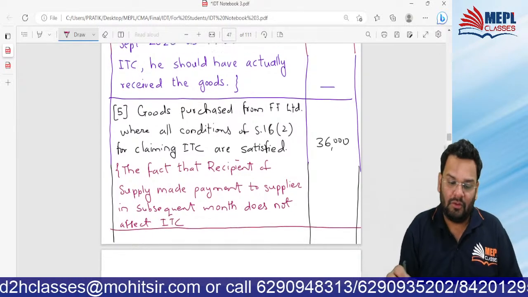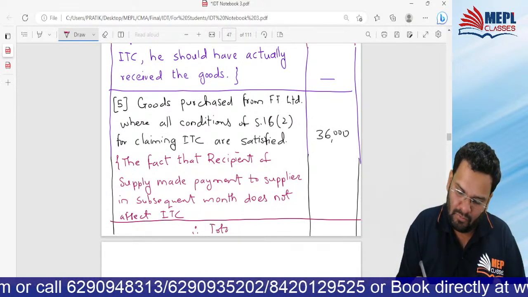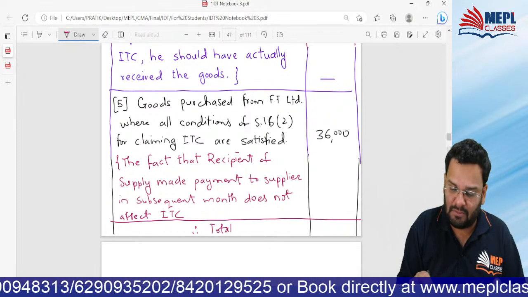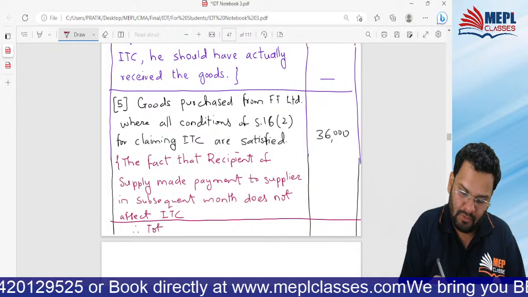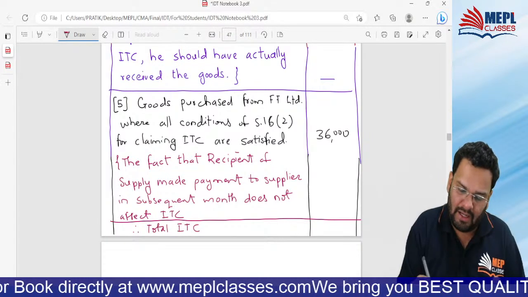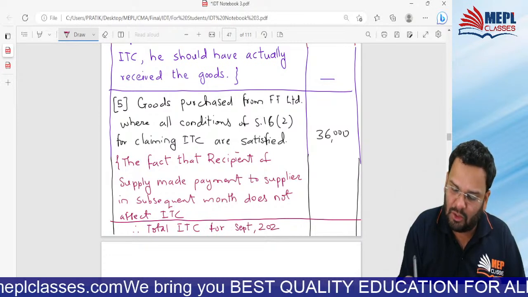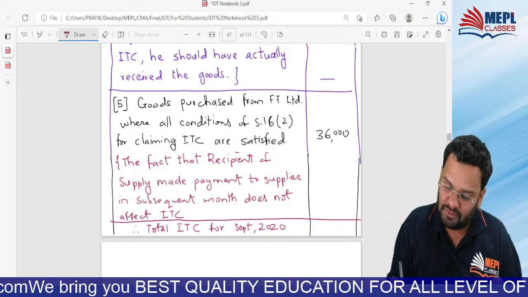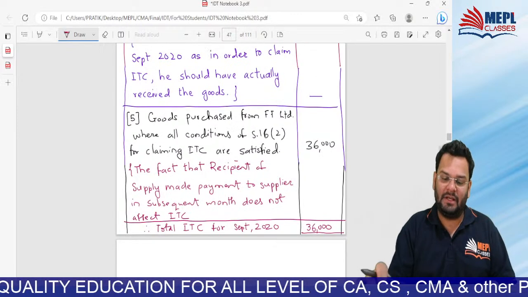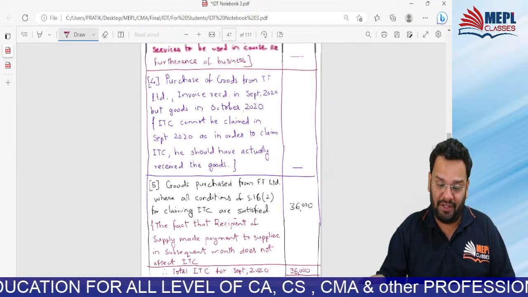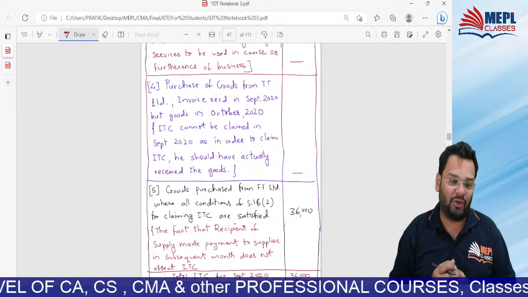Okay, so therefore total ITC admissible. So what is total ITC admissible for September? So therefore total ITC for September 2020 is 36,000. Clear? So once you complete it, please let me know in the chat window so that we can go ahead to the next provision.